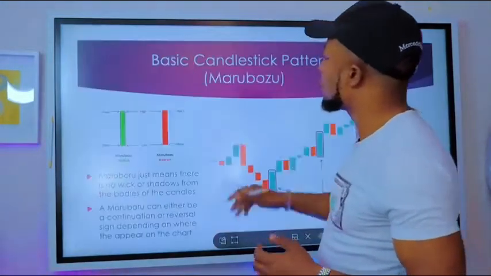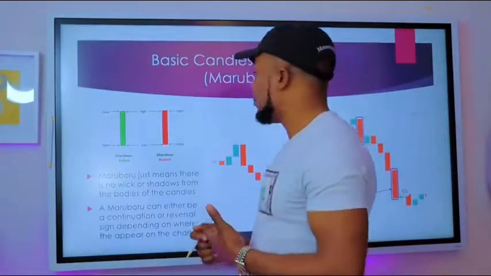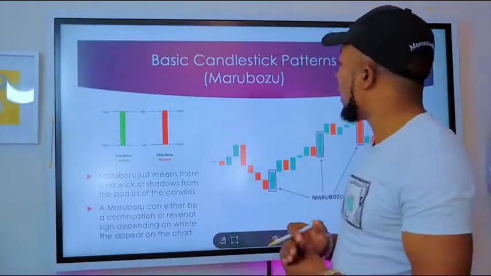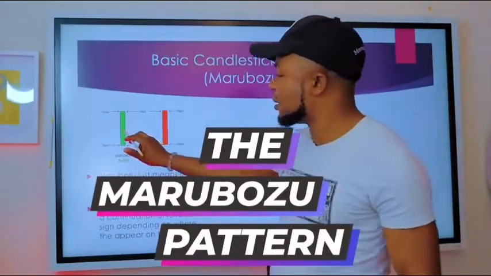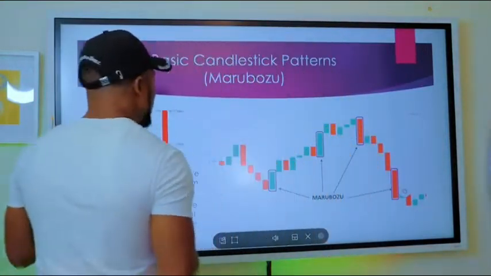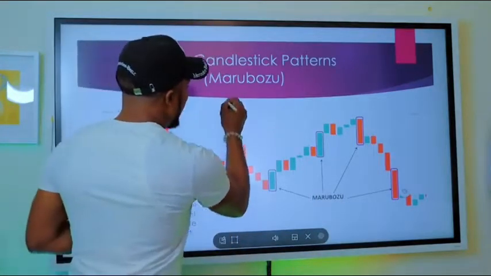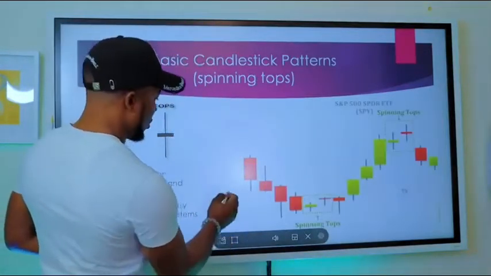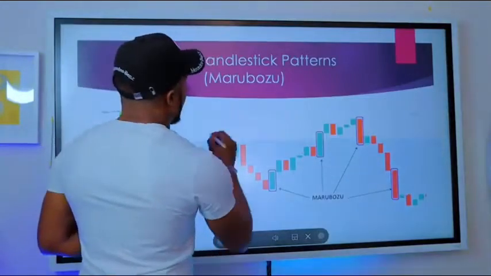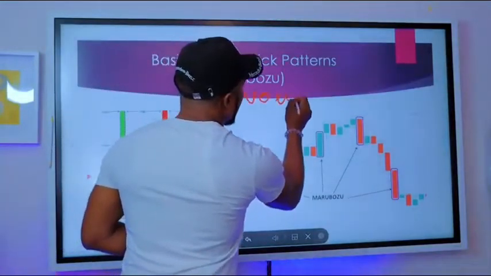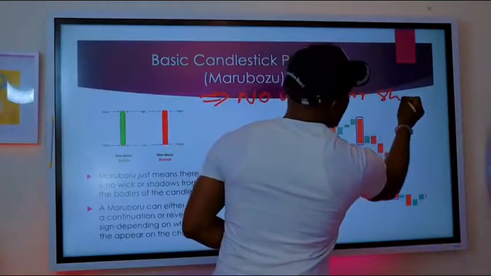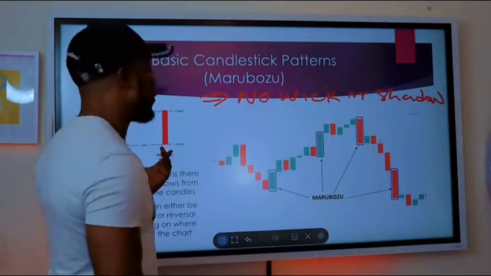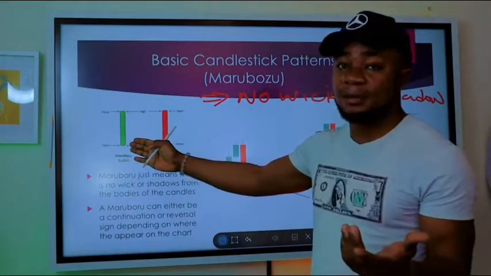Let's go to another form of a basic candlestick pattern, which is called the marubozu. Anytime you see a candlestick like this, this is just how it looks. A marubozu has no wick. The only thing you have to know about this pattern is that it has no wick or shadow. That is the characteristic of this candlestick. As simple as this, it doesn't have any wick or any shadow.